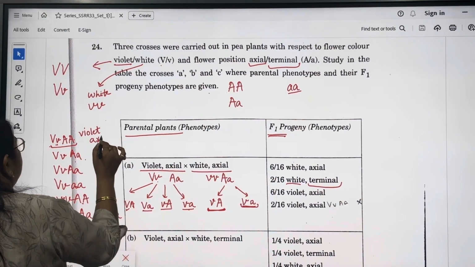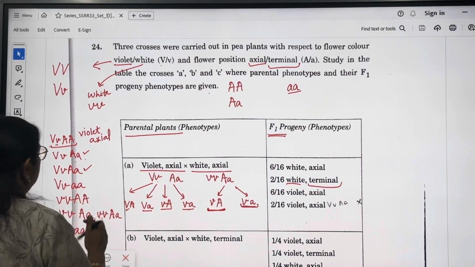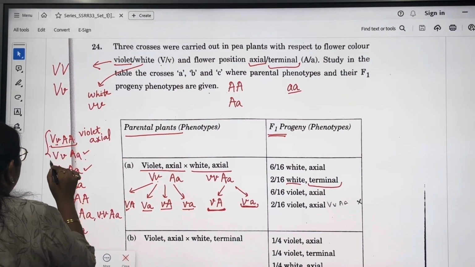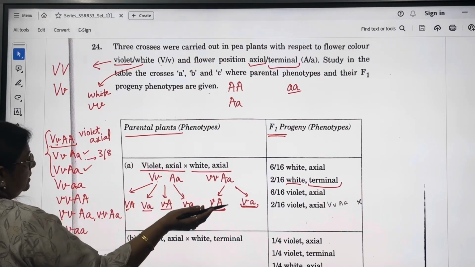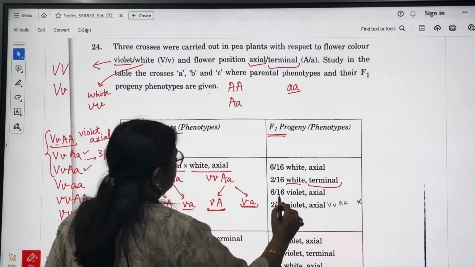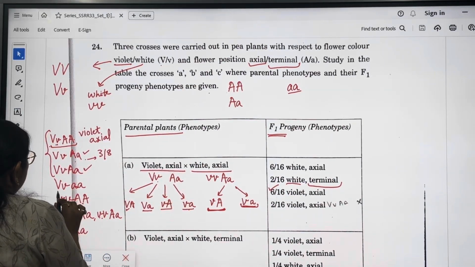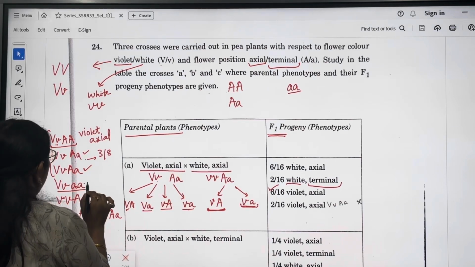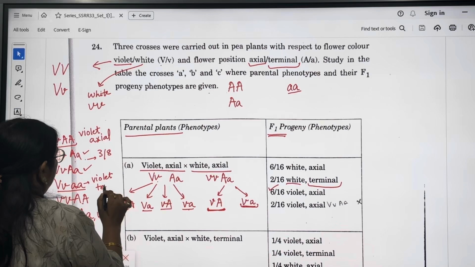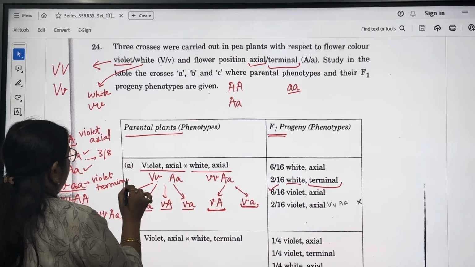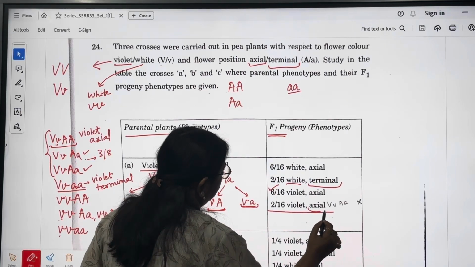Now, capital V capital A is violet axial. So these are 3 out of 8, which means 6 out of 16. Violet axial, 6 out of 16 we have got. Capital V small a is violet terminal. It is not given here. Here it is given violet axial. I think this is the error.